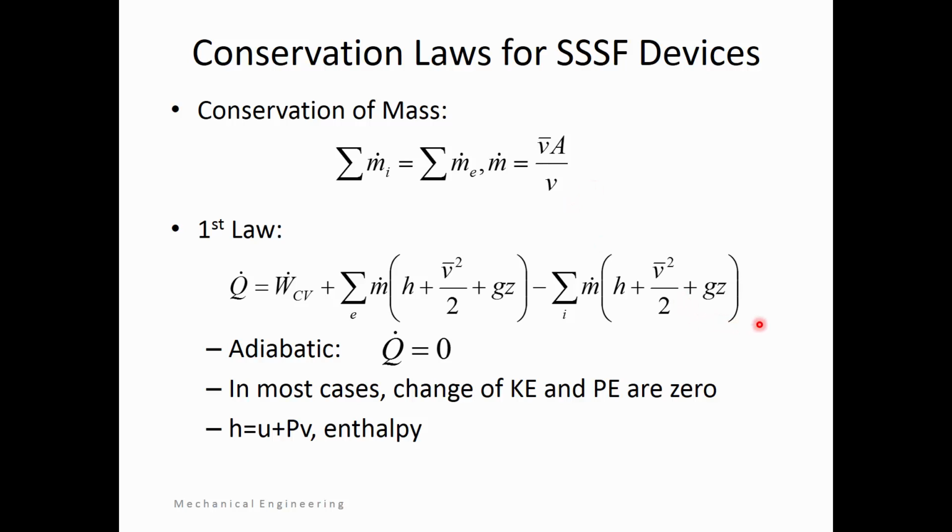The first law for an open system is defined as the equation shown here for a steady state, steady flow device. A couple of important notes. If the device is adiabatic, the heat transfer rate is equal to 0. In most cases, for a turbine, we can neglect the changes in the kinetic and potential energies, and the enthalpy is defined as U plus PV.